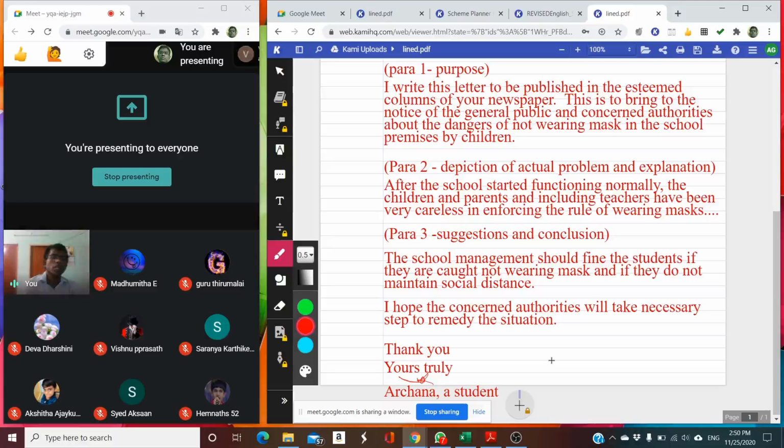This is the way in which you have to write the letter. Most students make mistake here, in this place. You have to write yours correctly: Y, O, U, R, S. There is no apostrophe. If you put an apostrophe, it is wrong. This is correct. This is the way in which you have to write the formal letter. It is for 5 marks and it is a compulsory question.